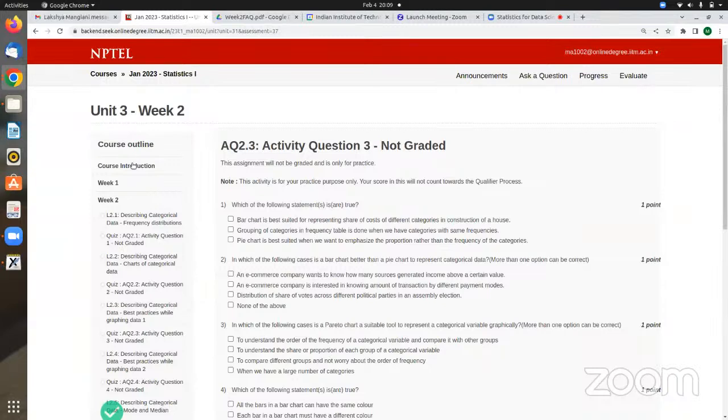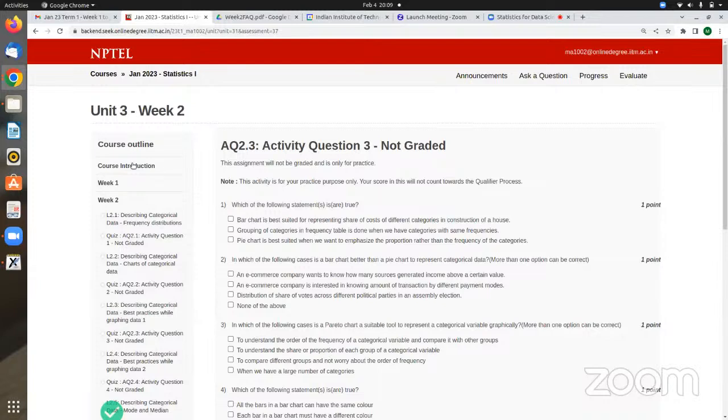See, these are actually best practices we have talked about. It's not like you cannot use a bar chart, but the best chart you have to use is the pie chart, right? So according to the lectures, the correct answer is that the statement 'bar chart is best suited to represent share of cost' is not a correct statement, right?